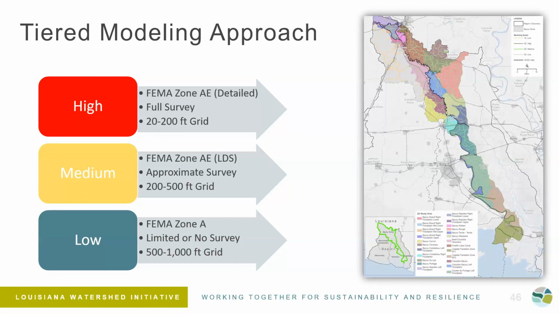And then lastly are the low detail areas. This is going to be FEMA Zone A approximate studies, consistent with the FEMA BLE approaches, a similar style of model, similar style of output, things like that.